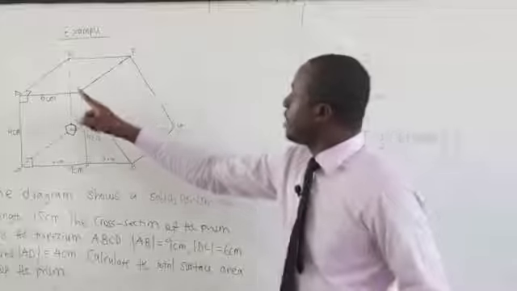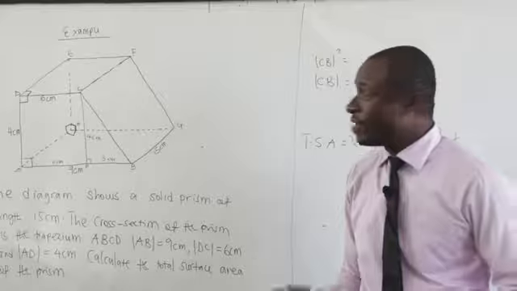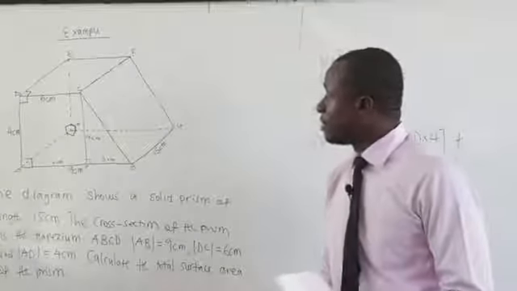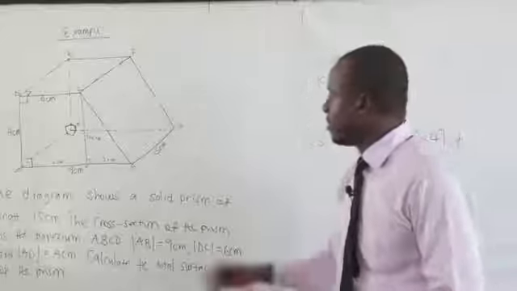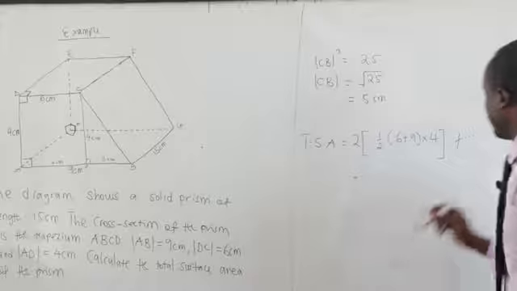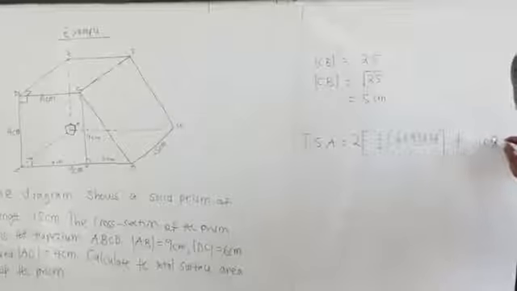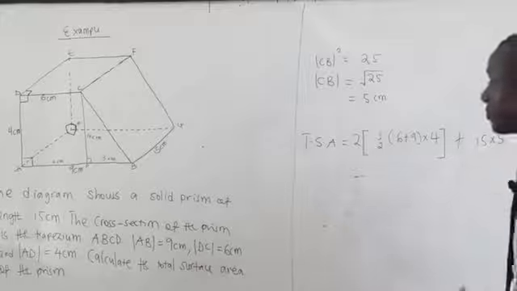Now, area, let's find the area of CBJF. CBJF is a rectangle. And what is the formula? It is the length times the breadth. So here we can say that 15 times the CB, where the CB is 5. So that is 15 times 5 plus.